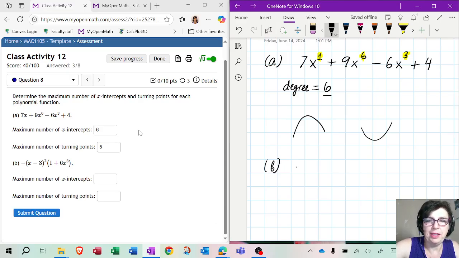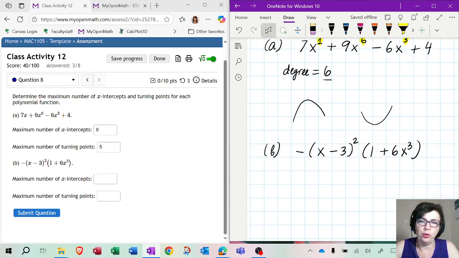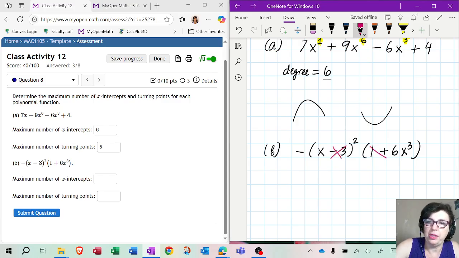Okay, now what's the difference with the next part, part B? The difference is that it is not in expanded form. It's in factored form. If it's in factored form, it is going to be more difficult to find the degree. It's not just scanning the terms and looking at the largest power. What you want is, first of all, in each of the factored terms, to cross out everything except the highest power term. So cross this out, and I'm going to cross that out.